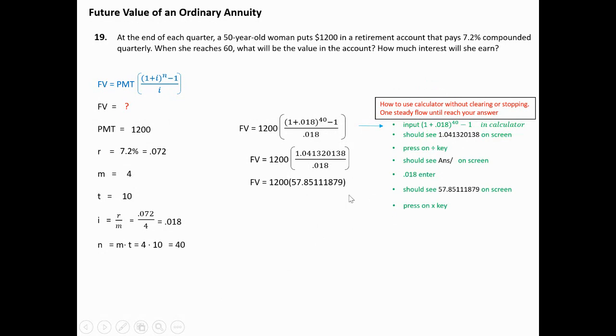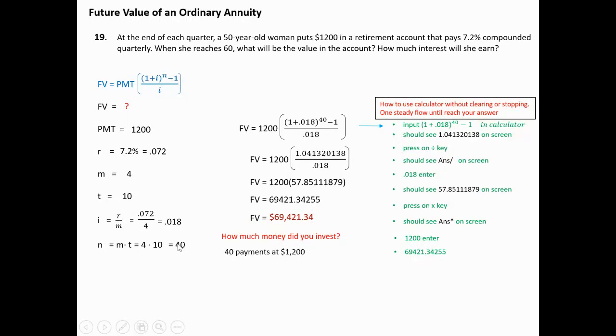And then you're going to press times, right? Because times 1200. That's what you see on the screen after you press the times key. Enter 1200 because you're multiplying by 1200, and this is the answer: 69421.34255, which means run that out to your nearest penny. It's going to be 69,421 and 34 cents.